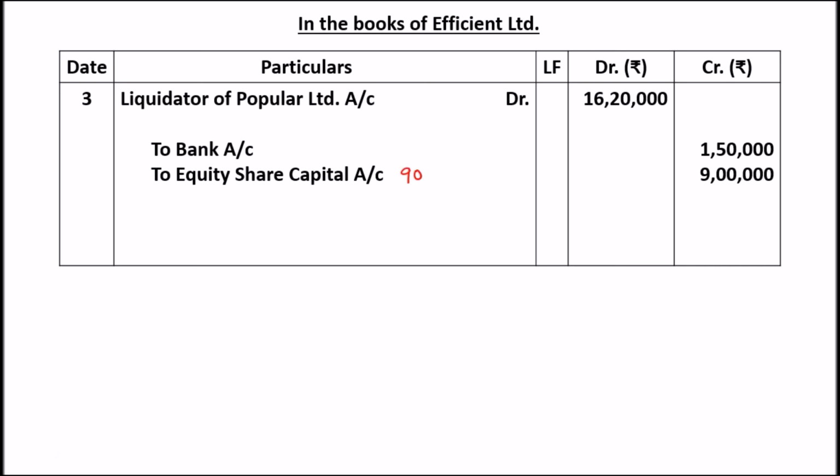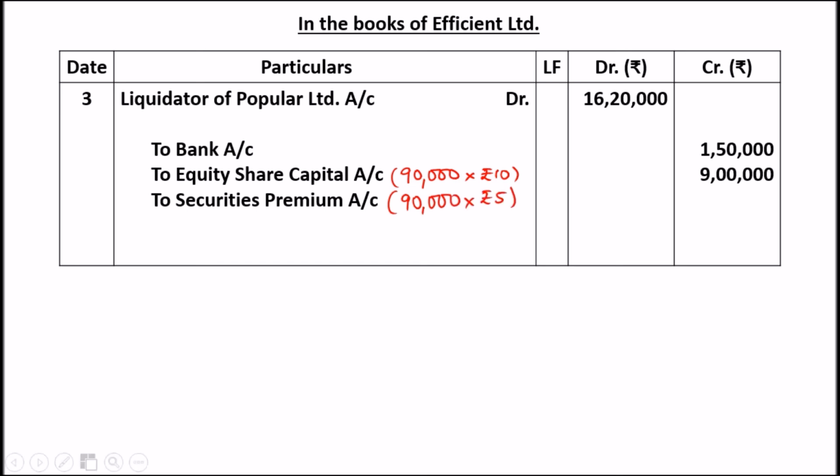To equity share capital account, the face value, that is 9 lakhs. There's 90,000 equity shares of rupees 10 each. But they were issued at 15. So to securities premium account, on 90,000 shares, the premium was rupees 5. That comes to 4,50,000. To 8% debentures account, value is 1,25,000.